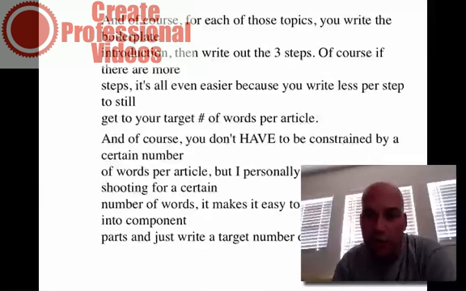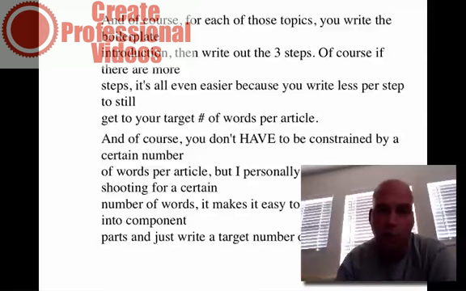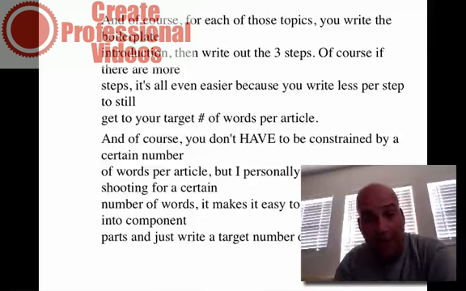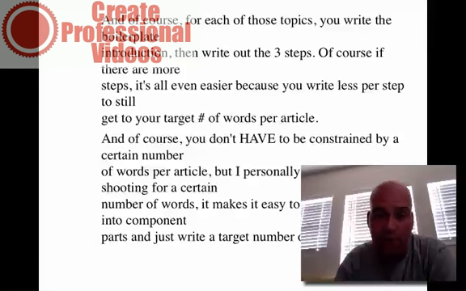Of course, for each of those topics, you write the boilerplate introduction, then write out the 3 steps. If there are more steps, it's even easier because you write less per step to still get to your target number of words per article. And you don't have to be constrained by a certain number of words per article, but I personally find that if I'm shooting for a certain number of words, it makes it really easy to break the article into component parts and write a target number of words per part.